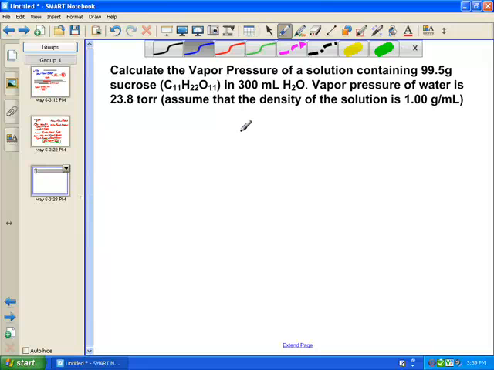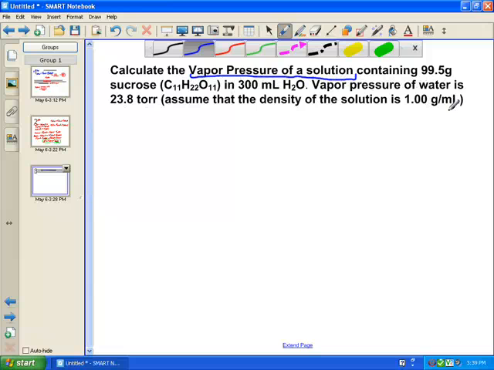Okay, so in this video we're going to talk about calculating the vapor pressure reduction of a particular solution, given some particular information shown here. Let's just look at the question. It says we have to calculate the vapor pressure of a solution, so that's what we have to calculate. We have 99.5 grams of sucrose, which is our solute, and 300 mL of water, which is our solvent. The vapor pressure of pure water is 23.8 torr, and we can assume the density is 1 gram per mL.